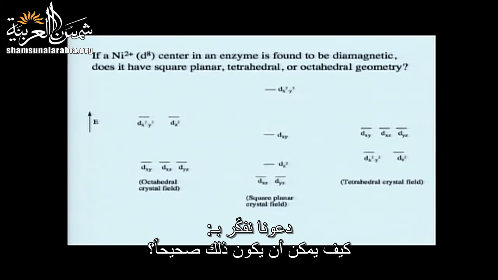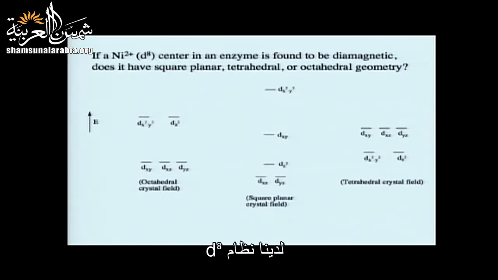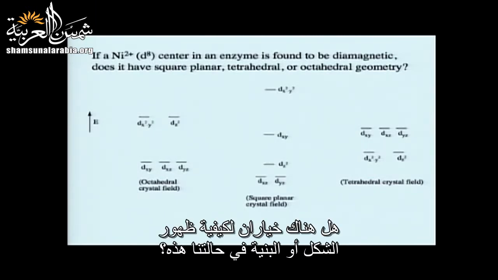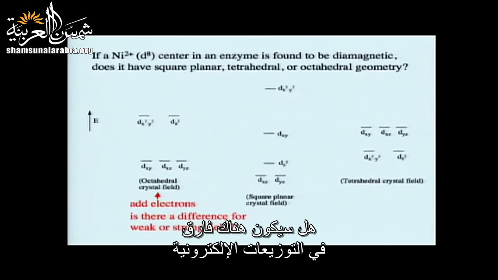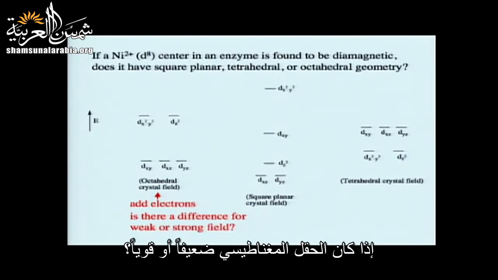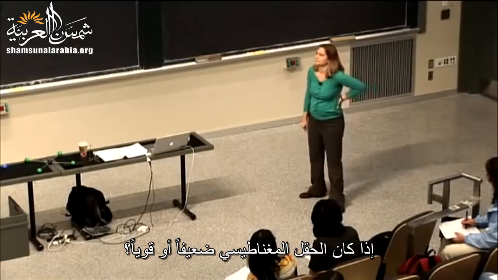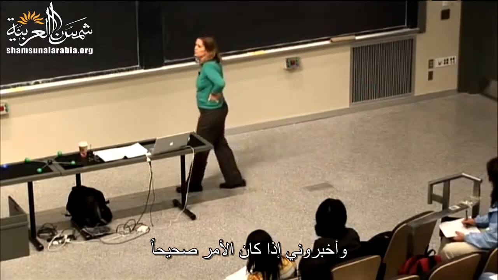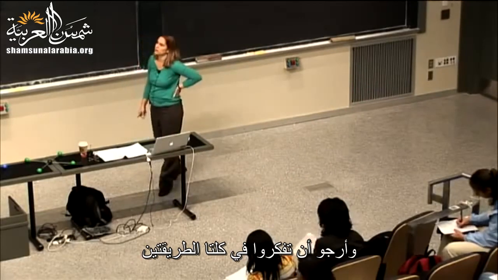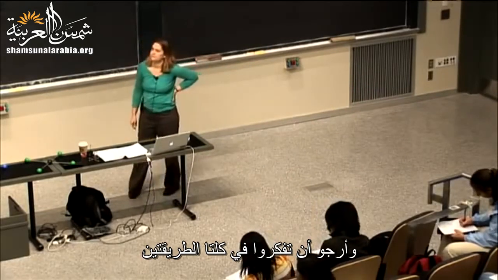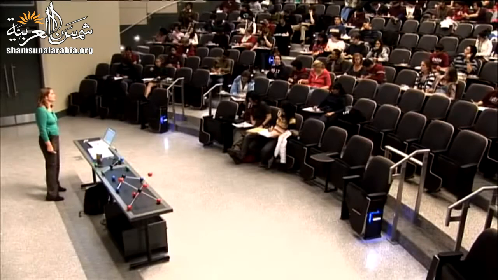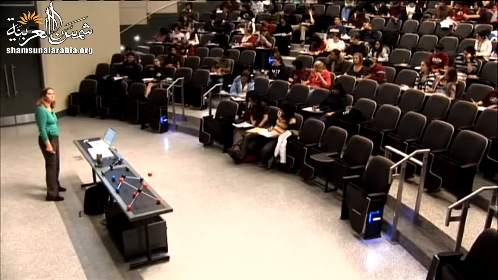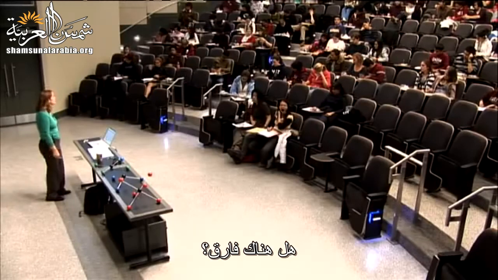Let's think about how that's true. We have a D8 system. Think about octahedral for a minute. Are there two options for how this might look in this case? Is there going to be a difference in electron configurations if it's a weak field or a strong field? So write it out on your handout and tell me whether it would be true. Think about it both ways. Is there a difference?